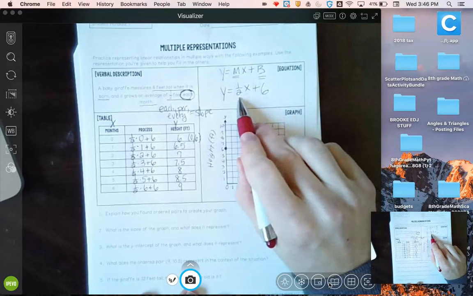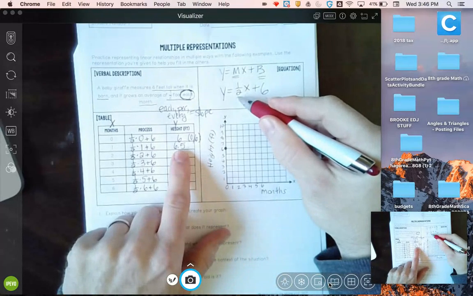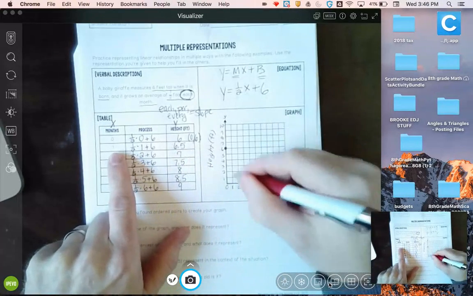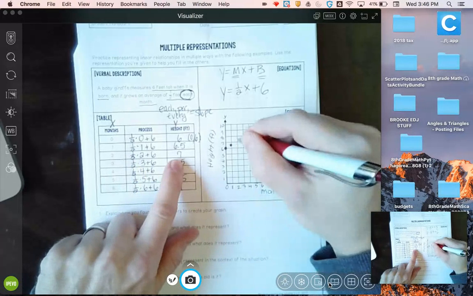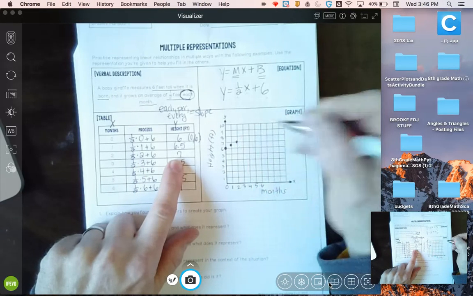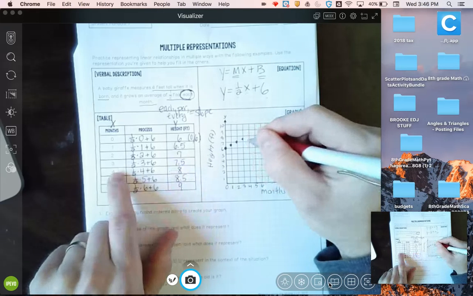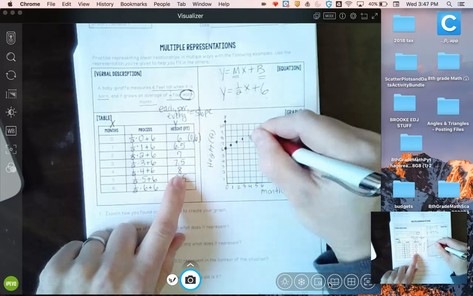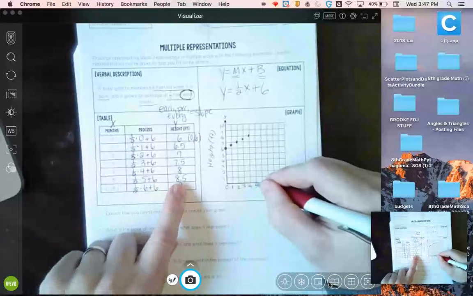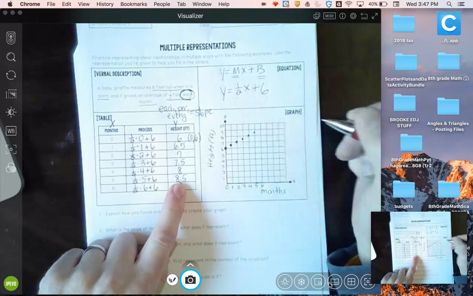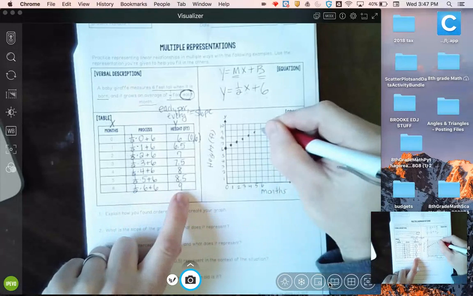And it's changing by a half. Every time we go over a month, it's going to change by a half. See how we got that? 1 month, 6.5. 2 months, which was 7. 3 months, 7.5. 4 months, 8. My next ordered pair, 5, go up to 8.5. My next ordered pair, 6 months, 9 feet.